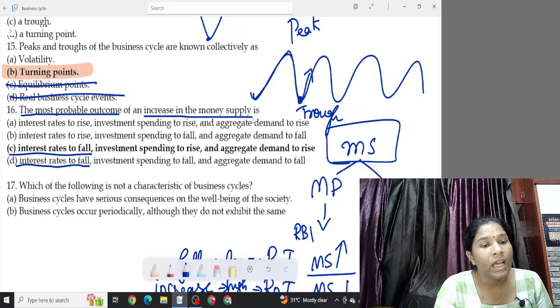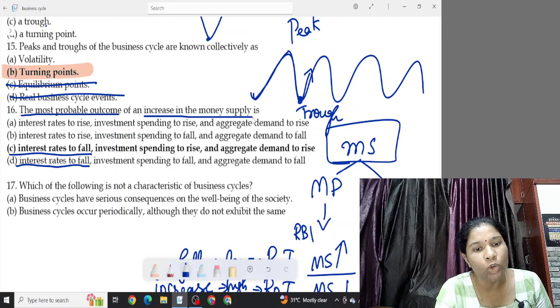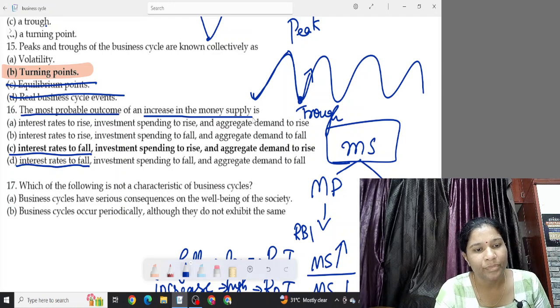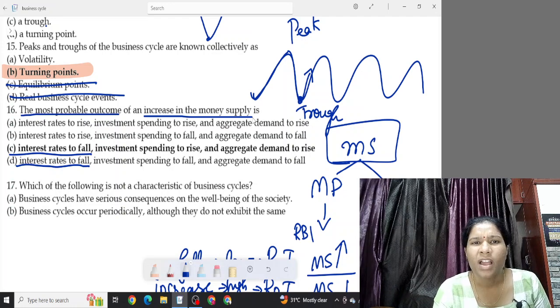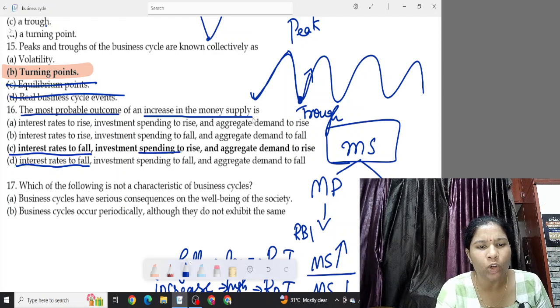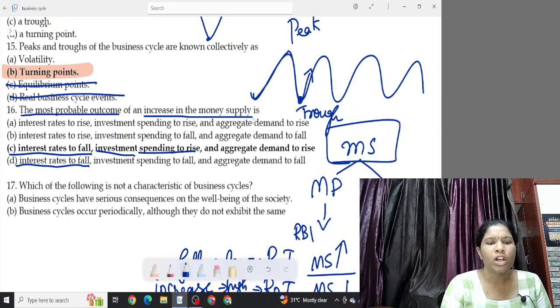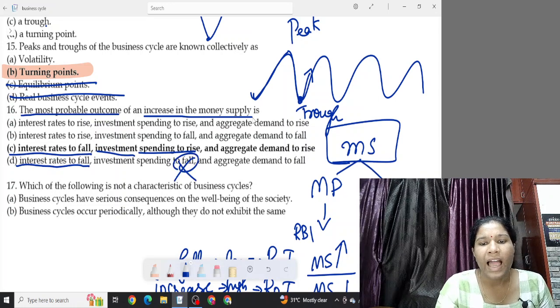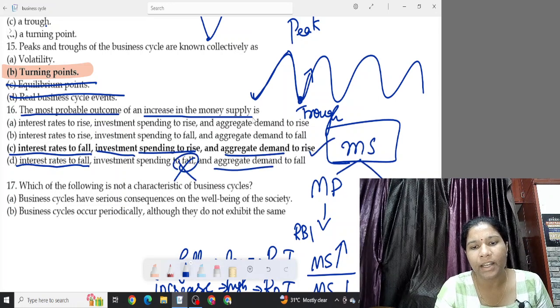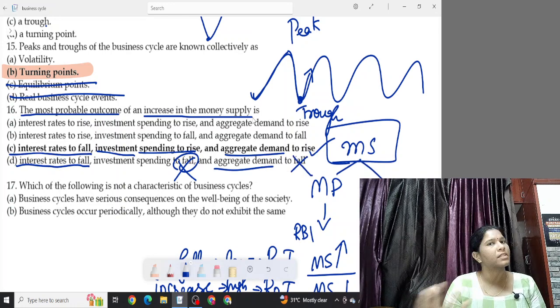Next one, investment spending to rise. Here it says investment spending to fall. Whenever there is a huge money supply, people tend to spend more. Whether it is investment spending or consumer spending, they'll spend more. So here it is fall, so it's wrong. And then aggregate demand will rise. Here aggregate demand will fall, so this is wrong. So this is the right answer.